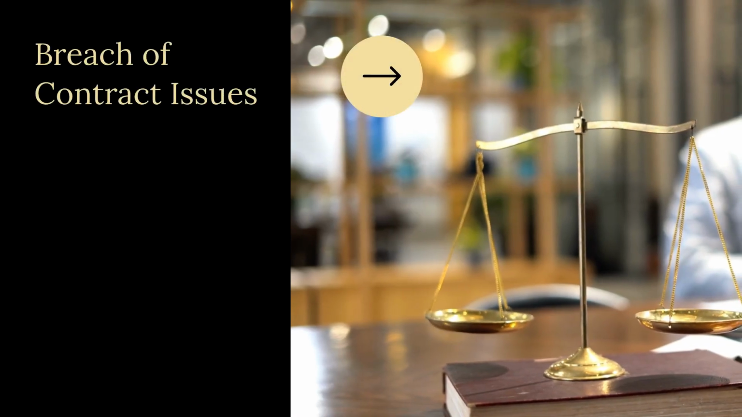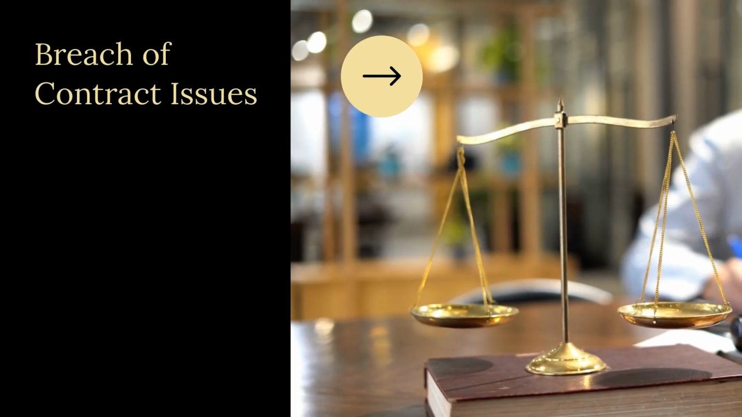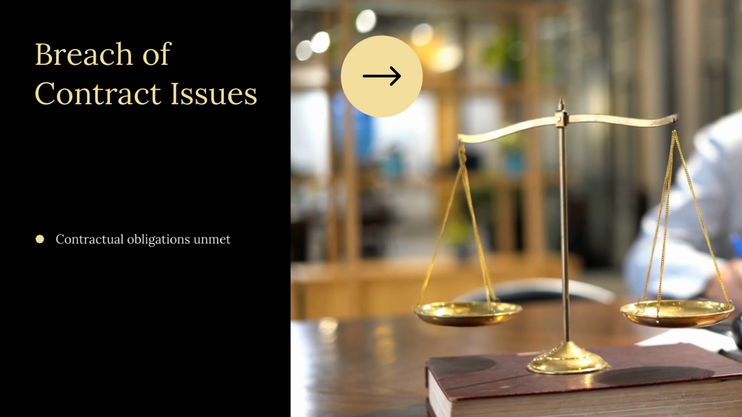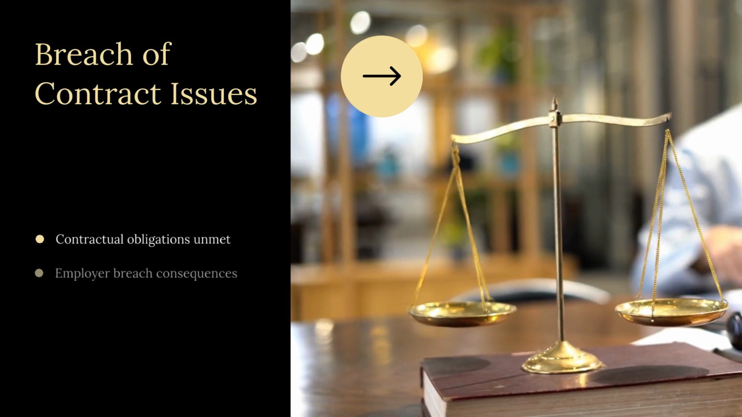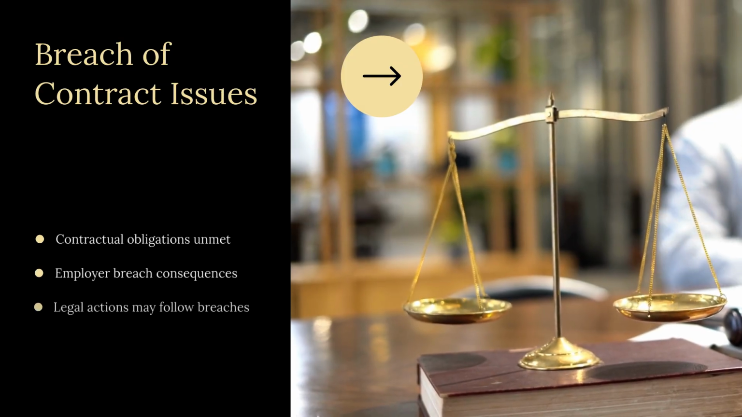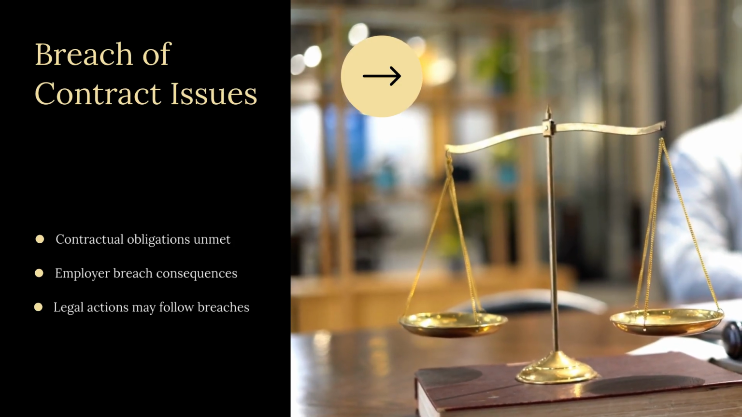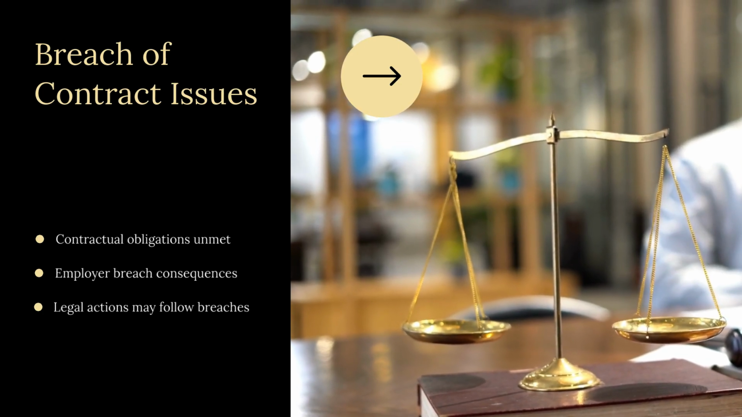A breach occurs when contractual obligations are not met. Constructive dismissal arises from employer breaches. Wrongful dismissal involves improper termination procedures. Legal actions can follow such breaches. Understanding breach implications is vital for both parties.